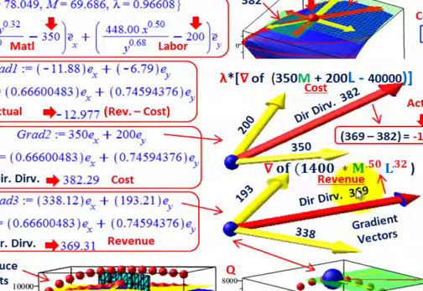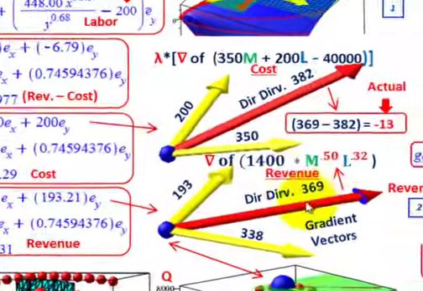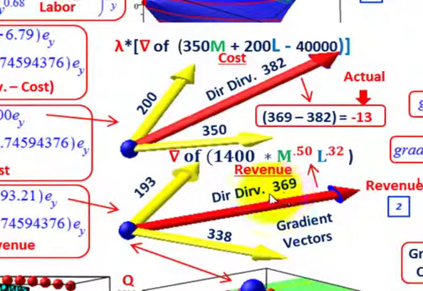Shown here, directional derivative. So the revenue, just to understand it pictorially, if we take now our cost, our directional derivative on our cost was 382, so we have to subtract our cost from our revenue, 369. That difference gives us a negative directional derivative of 13. Okay, so that's how we're looking at it pictorially, looking at it in vectors between our gradient vectors for labor and material, and our directional derivative.